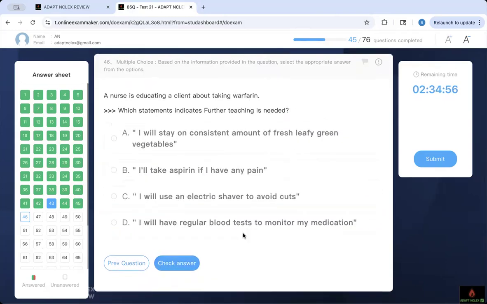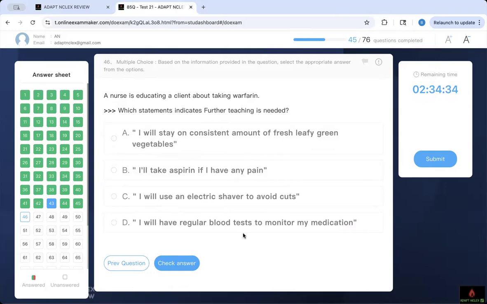46. A nurse is educating a client about taking warfarin. What do you tell the patient? Which statement indicates further teaching is needed? They're saying the wrong thing. I will stay on a consistent amount of fresh leafy vegetables. I will take aspirin if I have any pain. I will use an electric shaver to avoid cuts. I will have regular blood tests to monitor my medication.